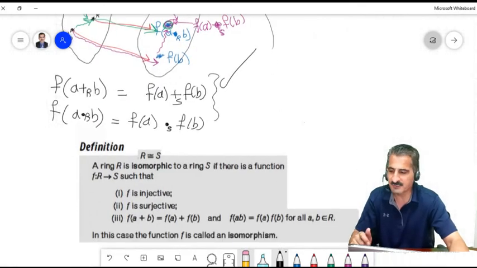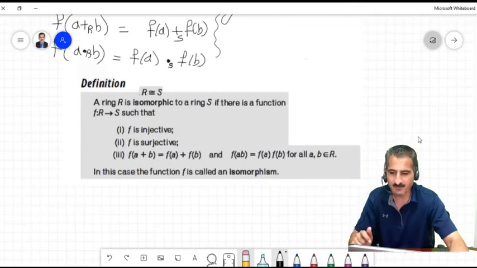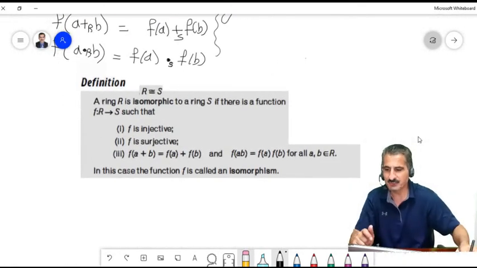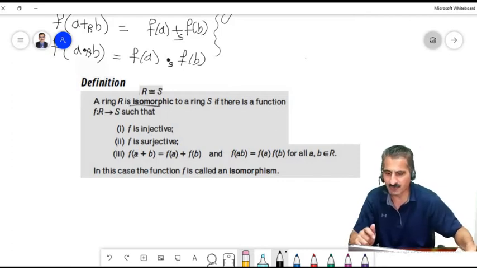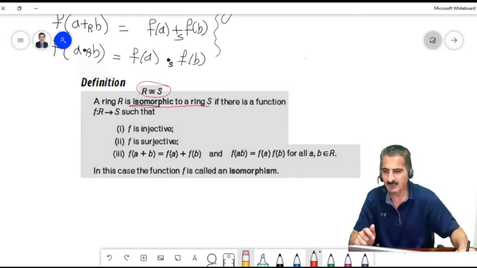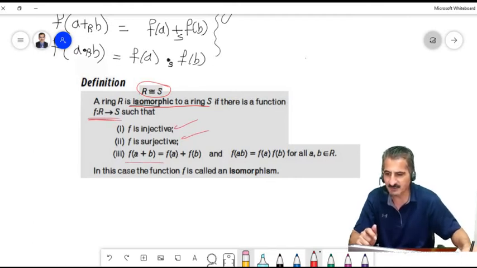Now this motivates us for the following definition. A ring R is isomorphic to a ring S, and we will write it this way, if we can find a function from R to S which is injective, surjective, and this property here is satisfied.